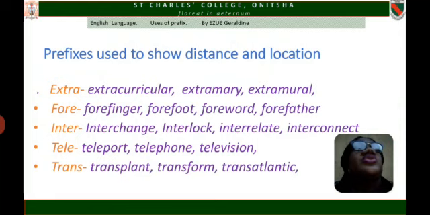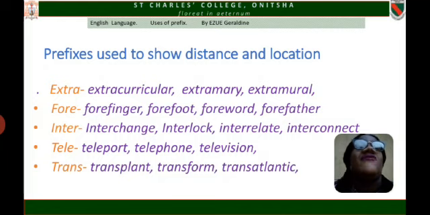Prefixes can be used to show distance or location. For example, we have extracurricular. That is going far beyond what is expected in the curriculum. Extracurricular. Extramarital. Extramoral. For example, in a lesson, you acquire knowledge, then you go for an extra lesson, that is extramoral. That's showing location or distance.